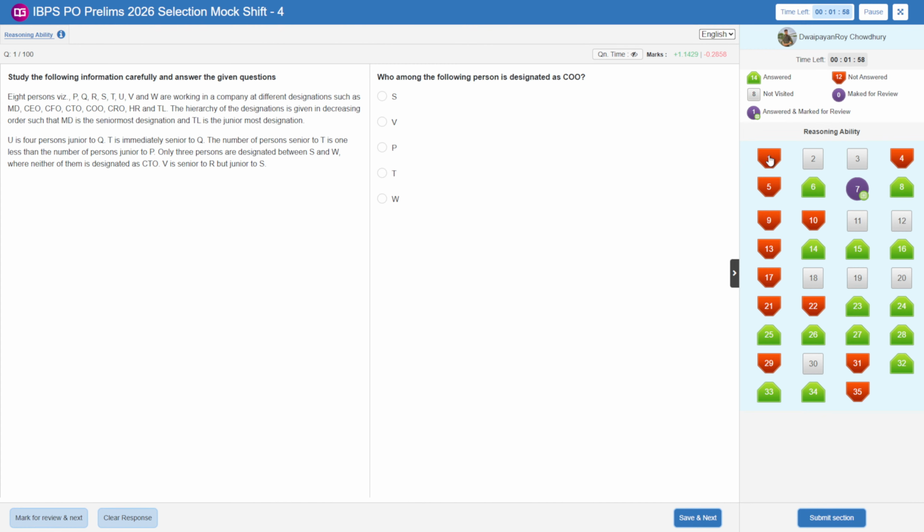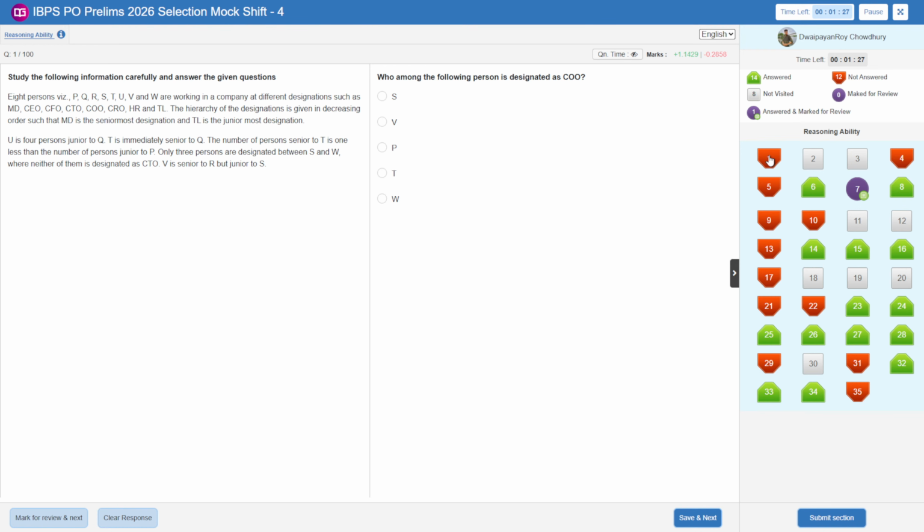Okay, only 3 are designated between S and W. 1, 2, 3, W. Then for neither of them, CTO. So S or W or CTO. V is junior to R, but senior to S. So let me suppose so, T, Q, 1, 2, 3, U. Then T, Q, U.